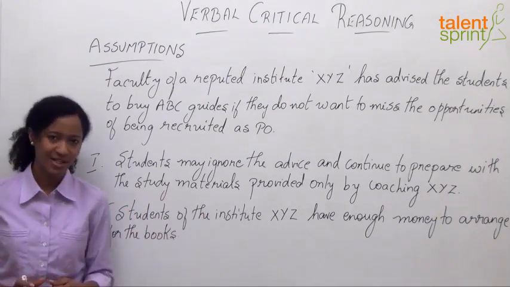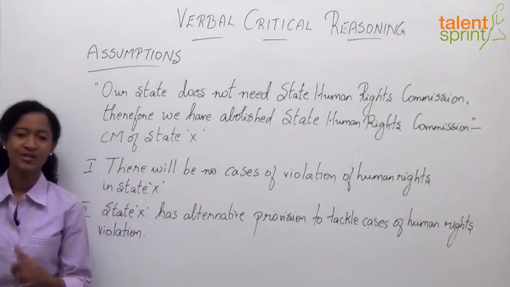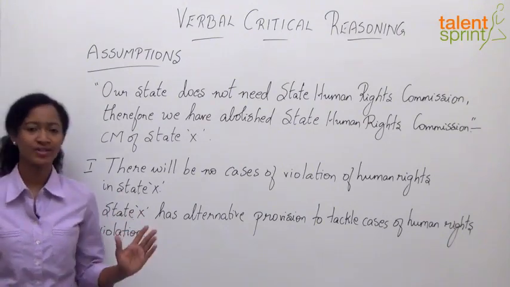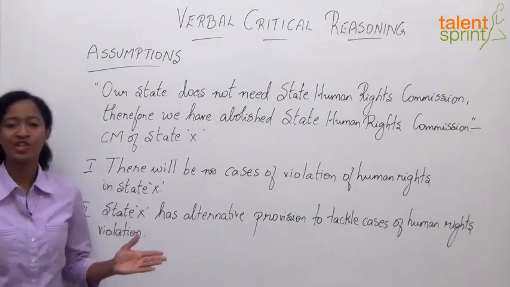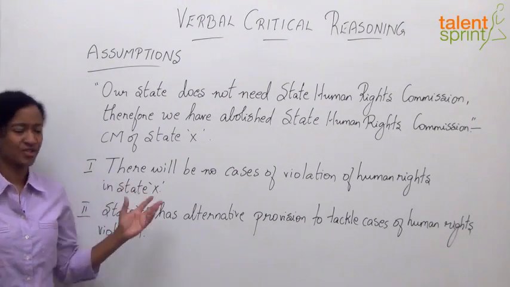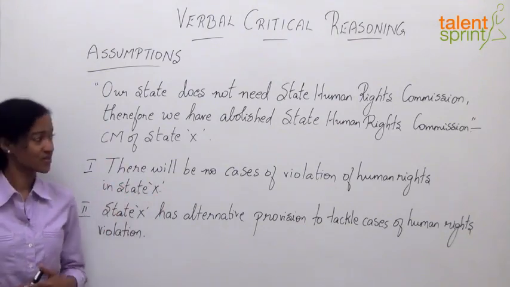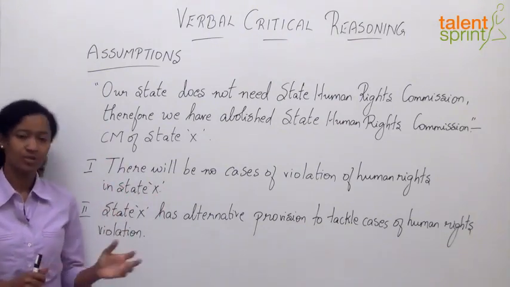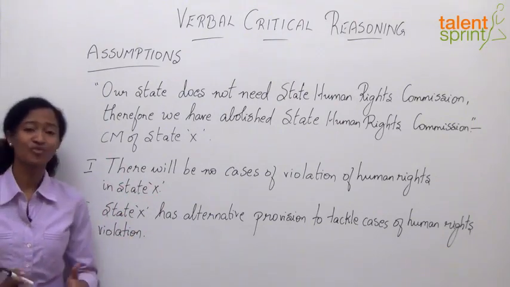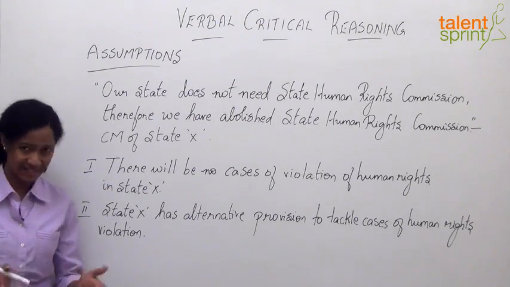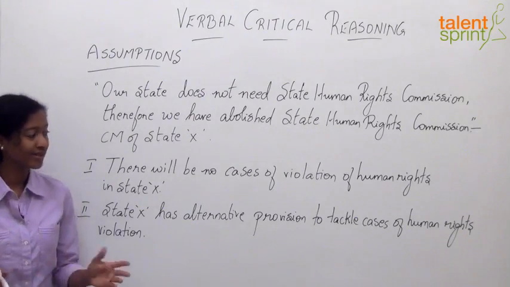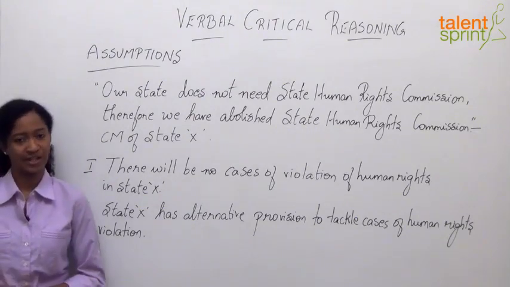Let's look at another statement with the following assumptions. Let's look at our third statement. Our state does not need State Human Rights Commission. Therefore, we have abolished State Human Rights Commission. The Chief Minister of a state X mentions this. He states this. And then we have 2 assumptions. Let's look at our assumptions. Assumption 1, there will be no cases of violation of human rights in state X. Assumption 2, state X has alternative provision to tackle cases of human rights violation.